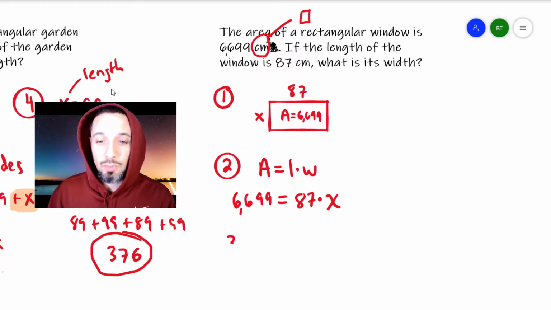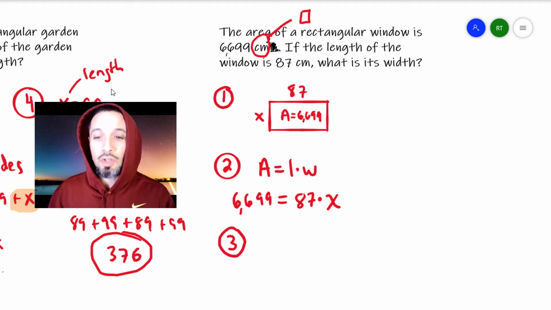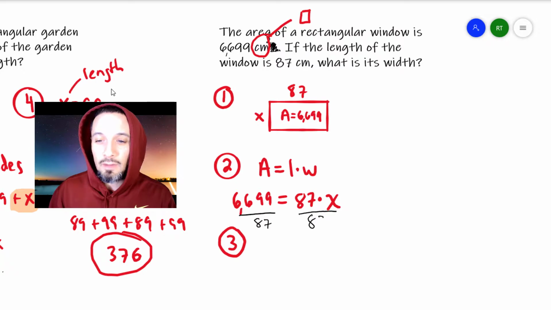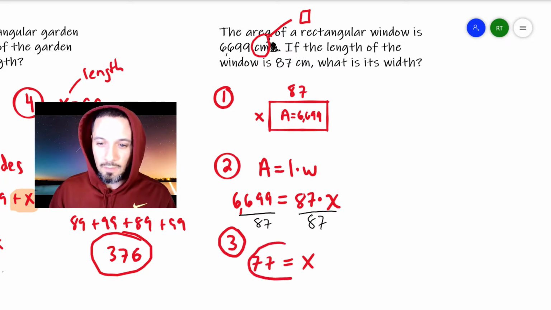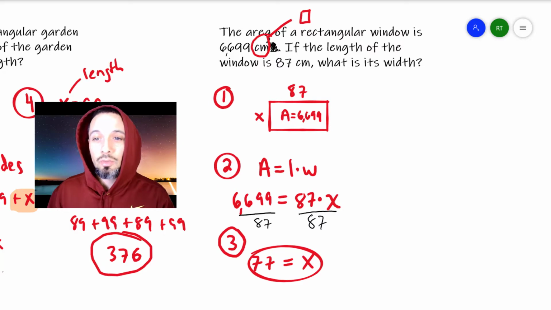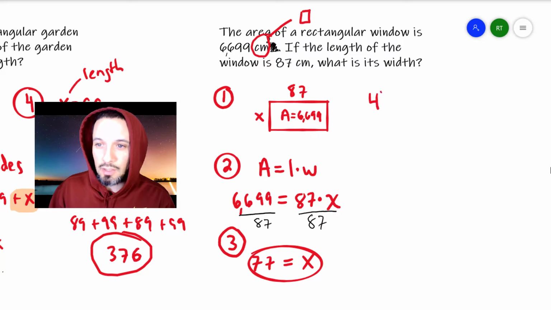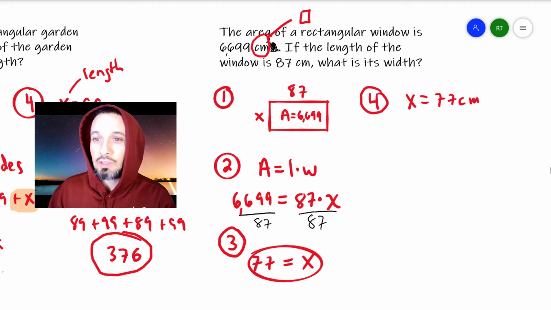So that means we're actually ready for step number 3, which is to solve the equation. And in this case, all we have to do is division property of equality. Divide both sides by 87. And I'm going to get 1x on the right side and 77 on the left side. So that is my solution. The width is 77 centimeters. So I'm going to go to step 4 now, since we solved for x. So x equals 77 centimeters. And remember, in our picture, x was the width. So this is the width of the rectangle.